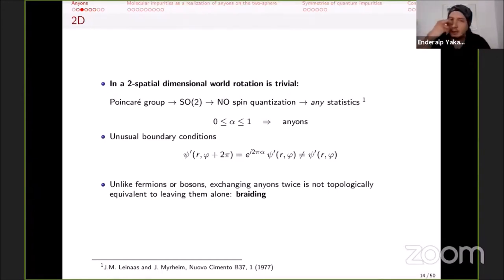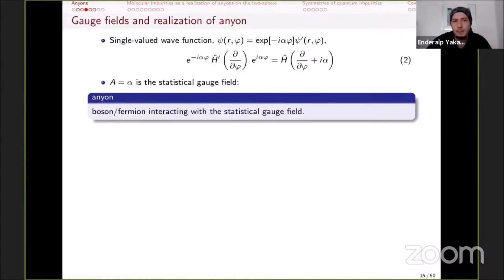But there's a strange thing happening here. If you rotate one more time, which means that if you exchange twice, then you will not end up with the same configuration. So basically, you have unusual boundary conditions. In relative coordinates, your wave function will not be single valued. You will obtain a phase factor given by e to the i 2 pi alpha. If, of course, alpha equals 0 or 1, you end up with the same thing. But if alpha assumes any number, then it will be different. This is, in fact, where topology enters the game. Exchanging anyons twice is not topologically equivalent to leaving them alone. This is the so-called braiding, and this is how you can store the information.